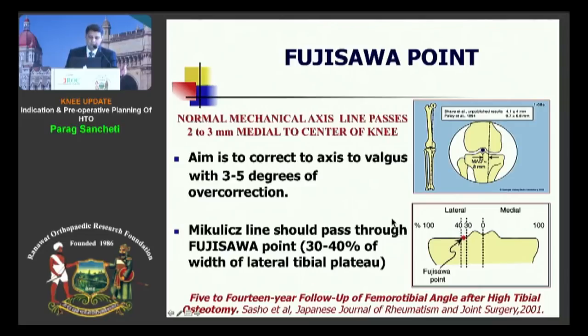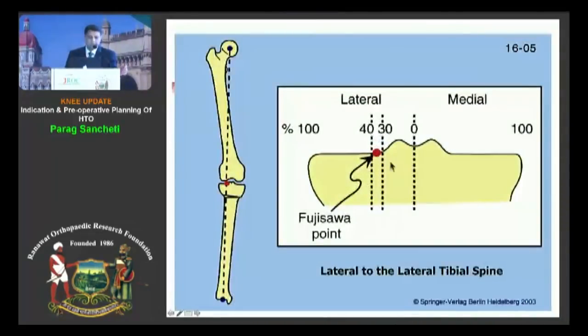So please remember that. And if you see on the X-ray, then this will be the line which is at the base of the lateral tibial spine. So just about a couple of millimeters lateral to the base of the lateral tibial spine is where your Fujisawa point is, and that's where your line is going to pass.